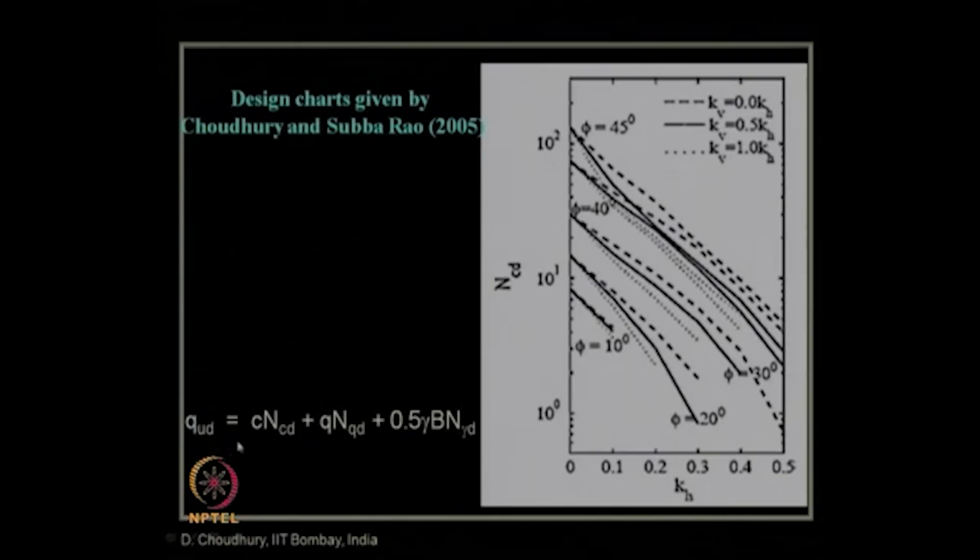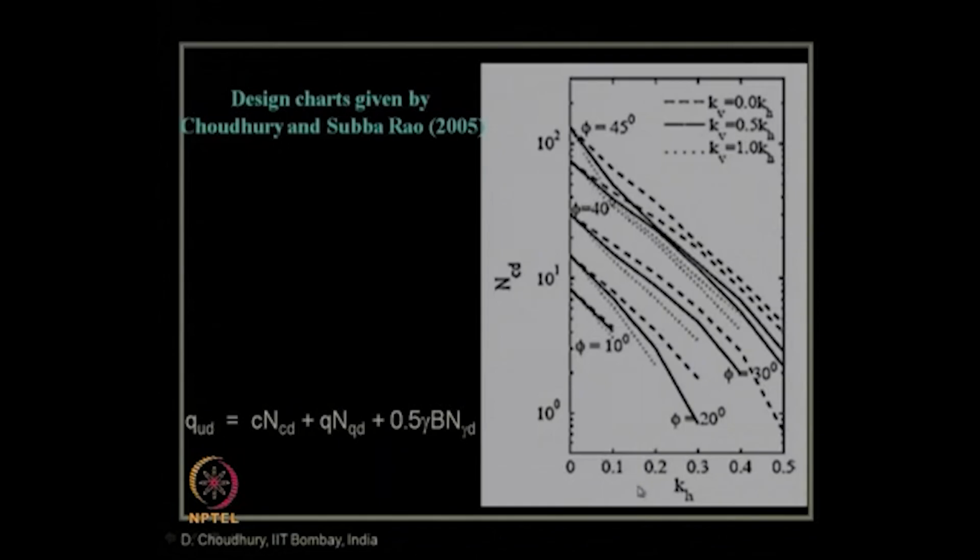QUD, the seismic bearing capacity, equals C NCD, that is the cohesion component, plus Q NQD, the surcharge component, plus half gamma B N gamma D. So, it is exactly the same as Terzaghi's equation of bearing capacity, but modified in terms of seismicity, using pseudostatic seismic acceleration. Here NCD, NQD and N gamma D are seismic bearing capacity factors using pseudostatic approach.